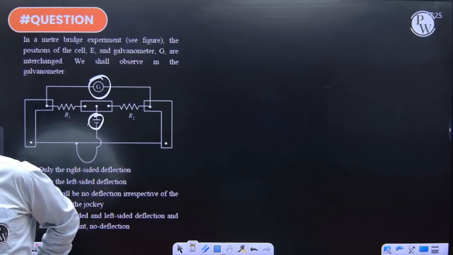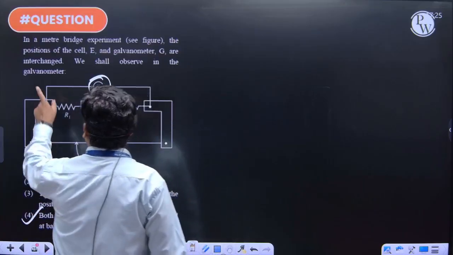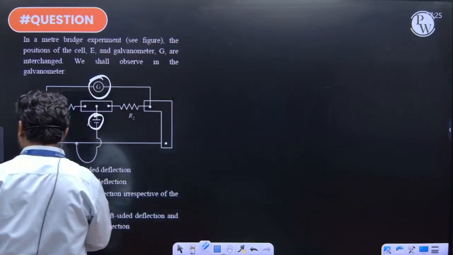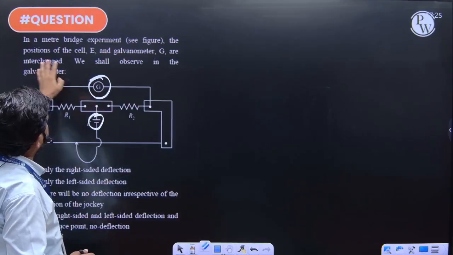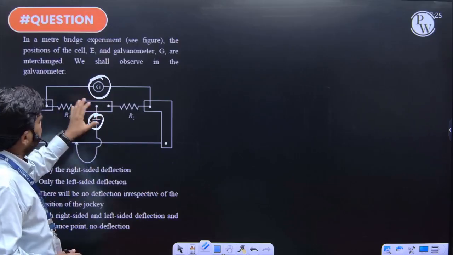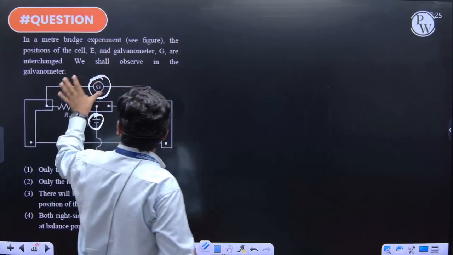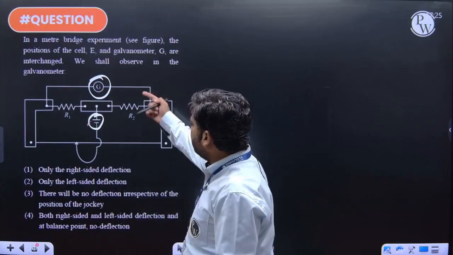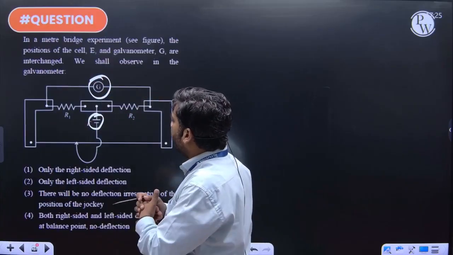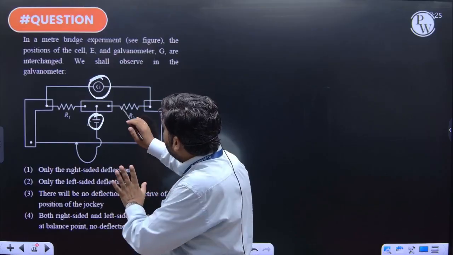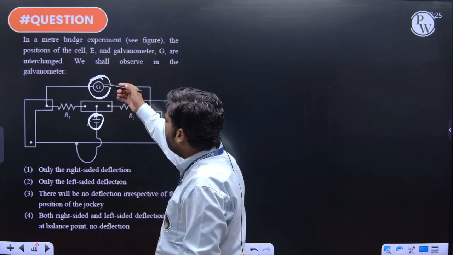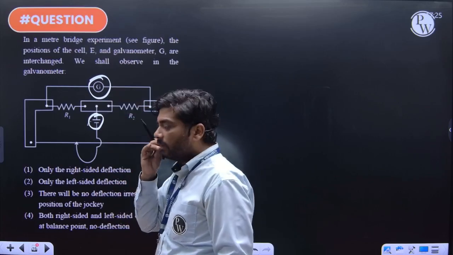Hello. So we will see the deflection here in this case in a meter bridge experiment. Sorry, the mic was not working. The position of the cell E and G, you are interchanging it. So this is a balanced Wheatstone bridge condition. Even if you are changing the position of galvanometer and E, still it is balanced. And when it is balanced, there is no deflection irrespective of changing the position of the galvanometer.